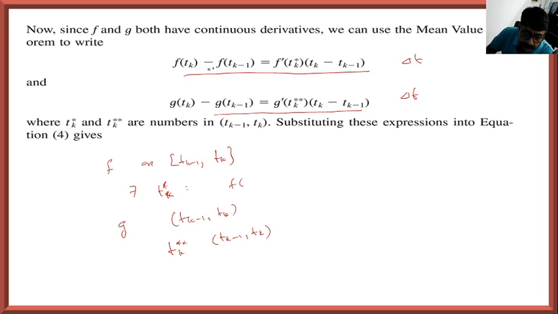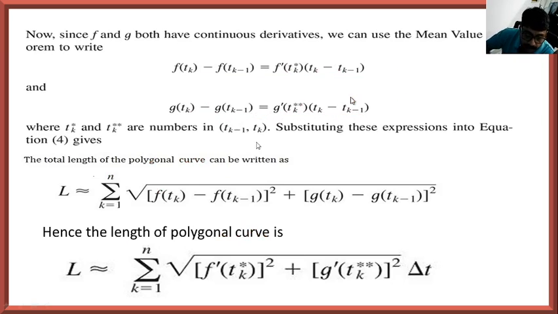Therefore, replacing f of t k minus f of t k minus 1 by this expression, and g of t k minus g of t k minus 1 by g dash t k double star into t k minus t k minus 1, the formula for L is reduced to this form: sigma k is equal to 1 to n root of f dash t k star square plus g dash t k double star square, times delta t, where delta t is t k minus t k minus 1. And it is uniform throughout the interval. This delta t is constant.